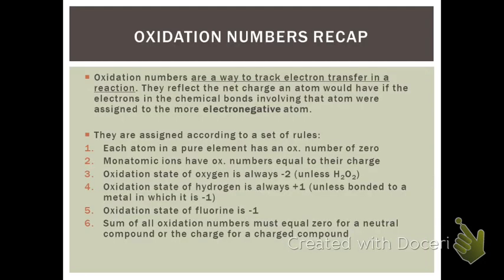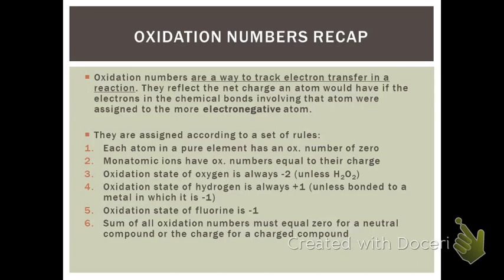These are rules to remind you. Remember, any element that is a pure element by itself has an oxidation number of 0. Monatomic ions, so anything that's by itself with a charge, has an oxidation number equal to that charge. Oxygen is always minus 2 unless it's a peroxide, like hydrogen peroxide. In that case, it's minus 1. Hydrogen is always plus 1 unless it's bonded to a metal, like LiH or NaH, in which case it's minus 1. Fluorine is always minus 1.